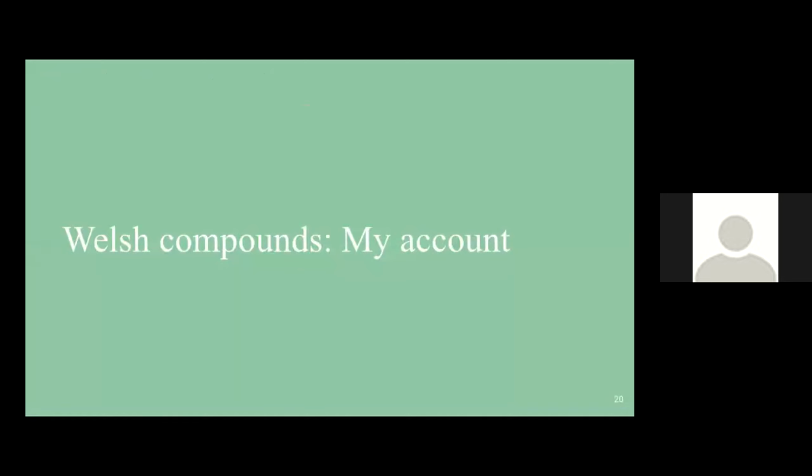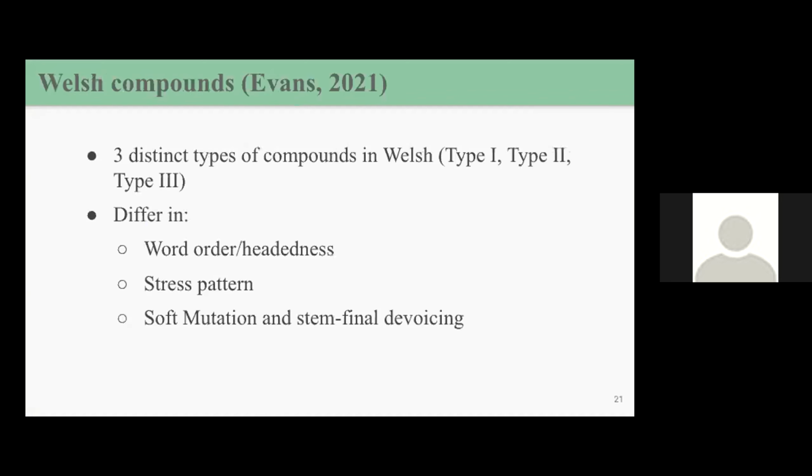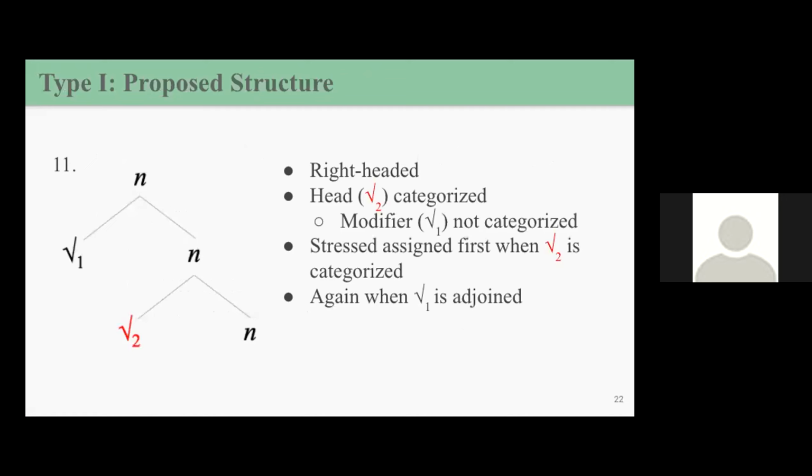Okay, so in my account of Welsh compounds, I've shown that there are 3 distinct types, each differing in their word order and headedness, their stress pattern, and their realization of soft mutation and stem final devoicing. So for type 1, I propose this structure, which is right-headed, so head 1 in red, or the root 2, which is the head, is categorized, and the modifier root 1 is not.